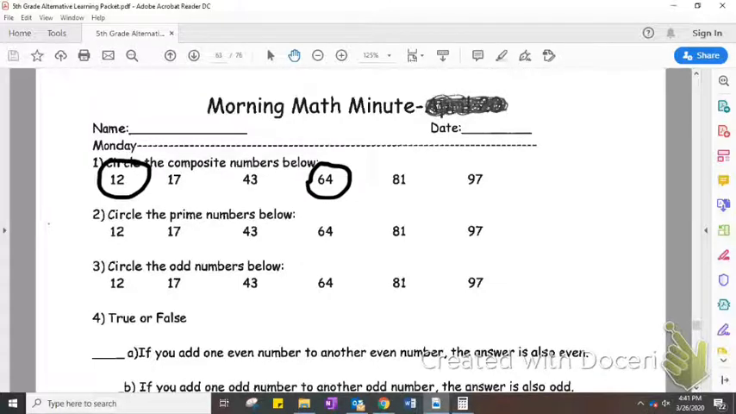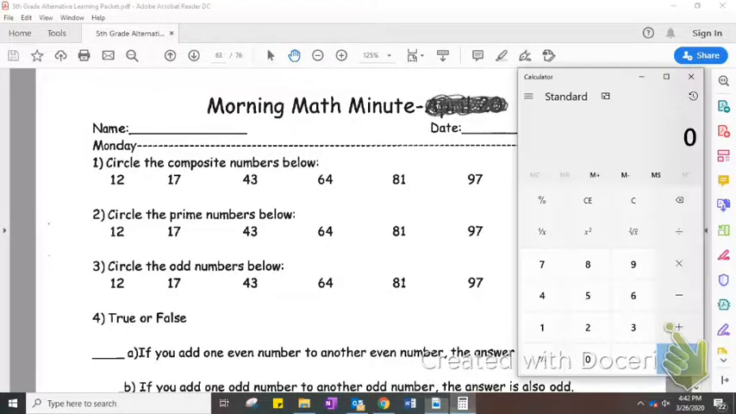So now we got to look at the other ones. 17, 43, 81, and 97. Alright, and unfortunately, to switch to using the calculator and back to the pen, I have to erase the pen. So, sorry about that. Okay, there's the calculator. So, let's start with 17.